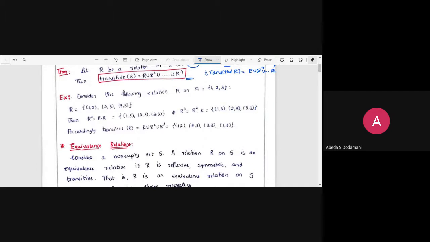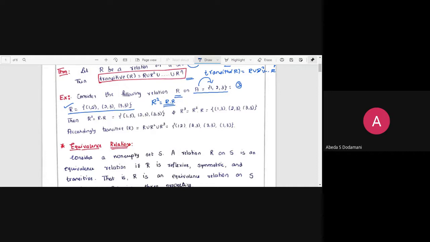So let's see some examples and understand how we go about it. Here, consider the following relation R on the given set A. A is the given set {1, 2, 3}, which means there are three elements present in A. And R is also defined here. So how do we go about R square? We know that R square is R dot R.